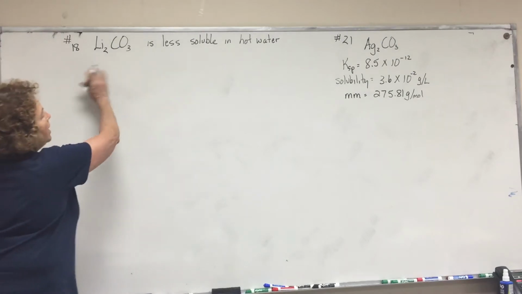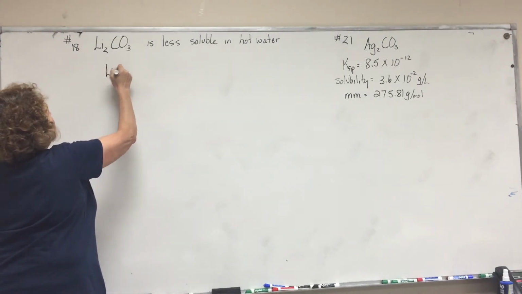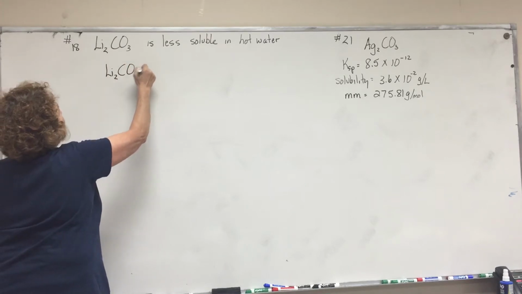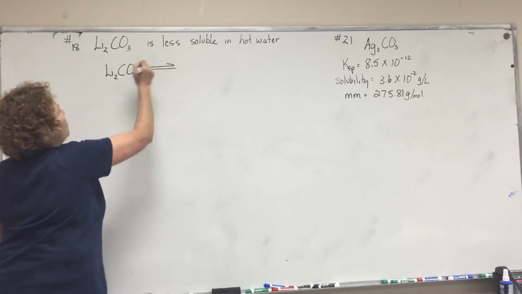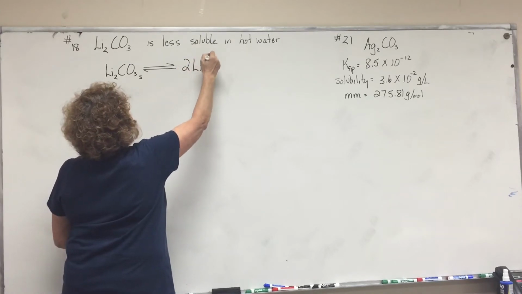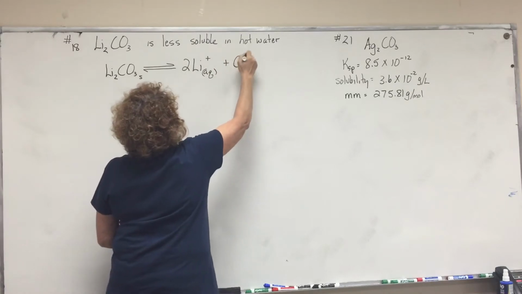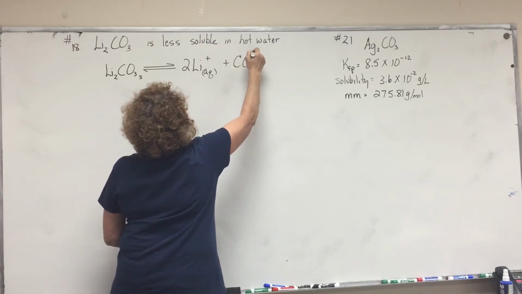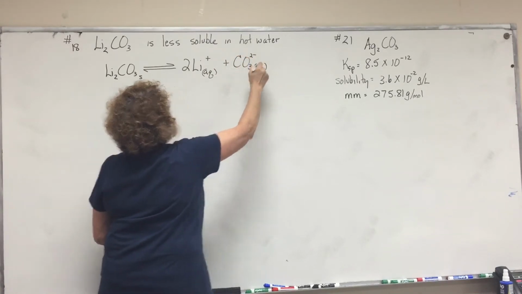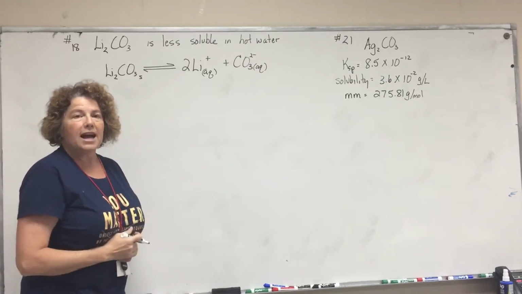So first, let's write our solubility equation. Whenever you have a solid, it forms an equilibrium with its ions, and that's aqueous, and CO3 is -2, and that's aqueous. So you've written the equation now of what happens when it dissolves.